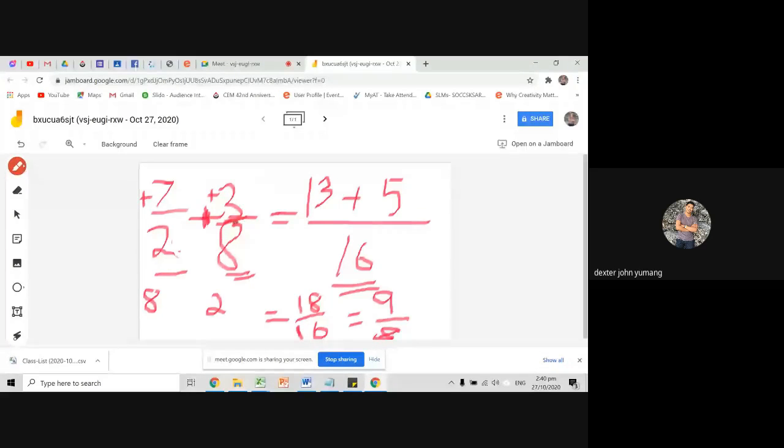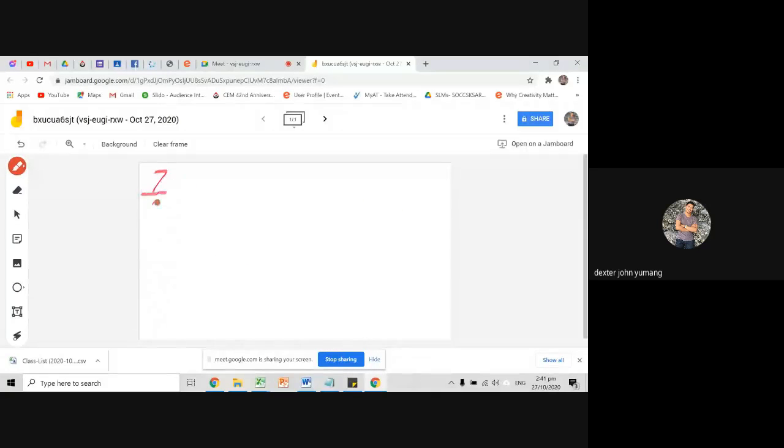Sige daw, your turn. Palitan ko lang ng isang number. 7/2 plus 3/7. Again, 7/2 plus 3/7. Sige daw. Clear ko ha? 7/2 plus 3/7. Your turn. I'll give you 2 minutes.